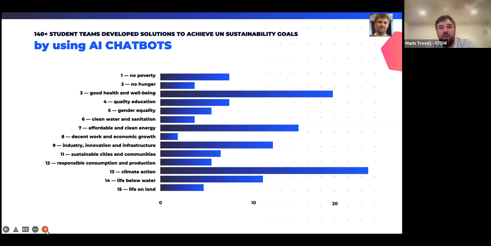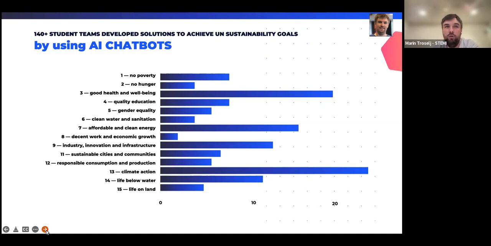And I've mentioned there were 1,000 students in the project. Our programs are built around teamwork. Those students formed over 140 teams across 60 schools. And we were teaching them design thinking methodology to come up with an AI solution for their local community. But they needed to develop a solution that will help reach UN Sustainable Development Goals.